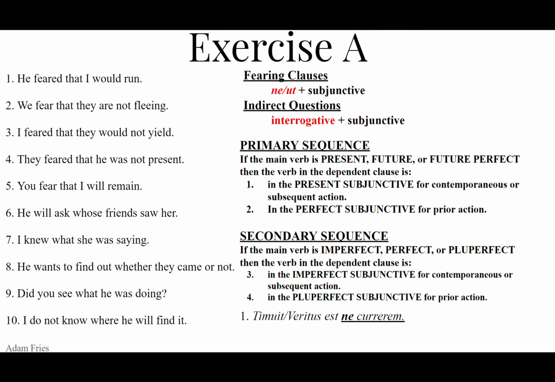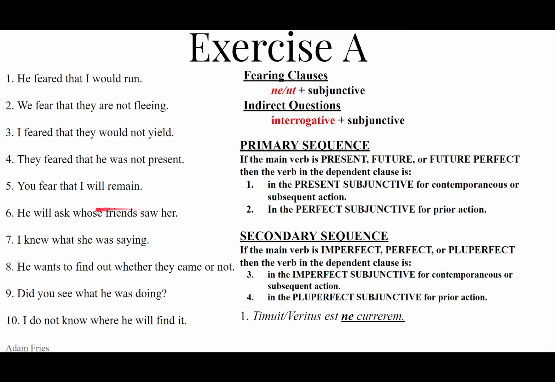Sexta sententia. He will ask whose friends saw her. Now we've switched gears slightly here to indirect questions. He will ask. So we have an asking verb, rogo, rogare. How about rogabit? Rogabit, he will ask. Whose friends saw her? There's the direct question. Whose friends saw her? So we're asking whose: the friends of whom saw her.